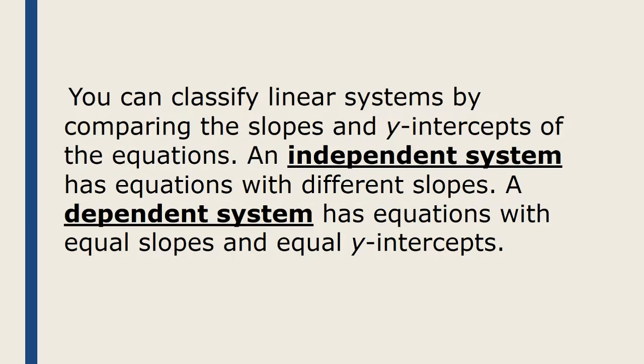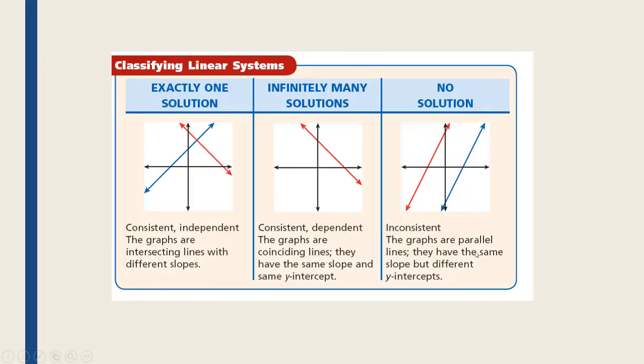We're also going to classify linear systems by comparing the slopes and y-intercepts of the equations, so they're going to be independent or dependent. An independent system has equations with different slopes. A dependent system has equations with equal slopes and equal y-intercepts. Let's look at a chart of that. So it's a lot of words, so let's just look at a chart.